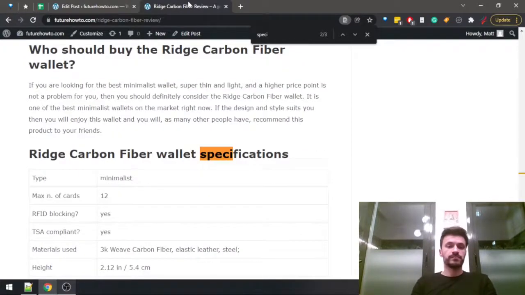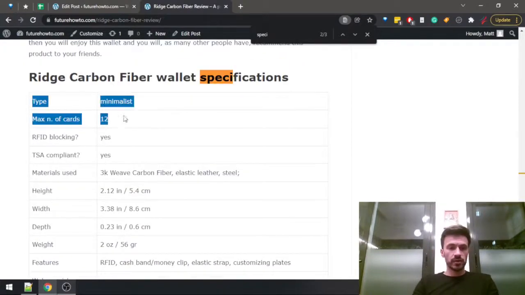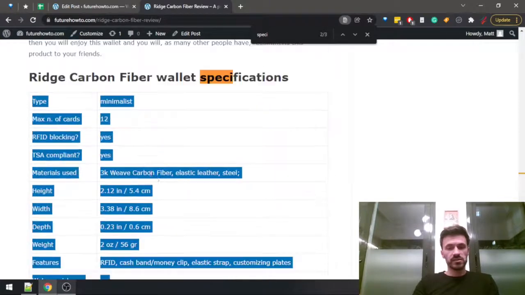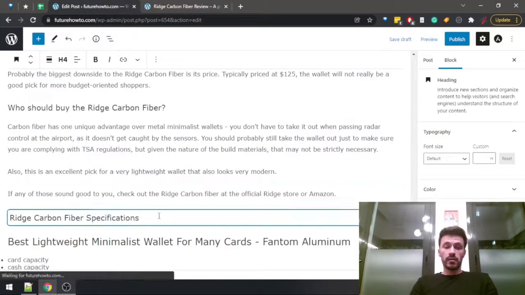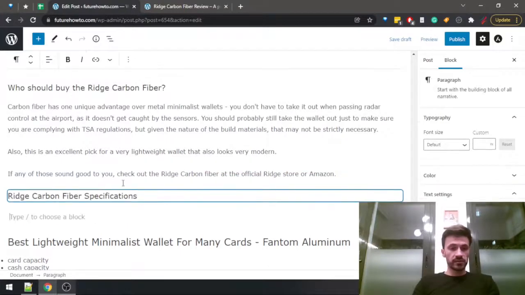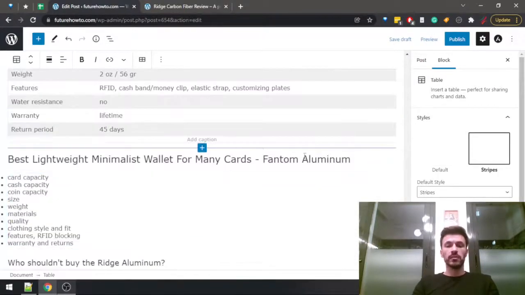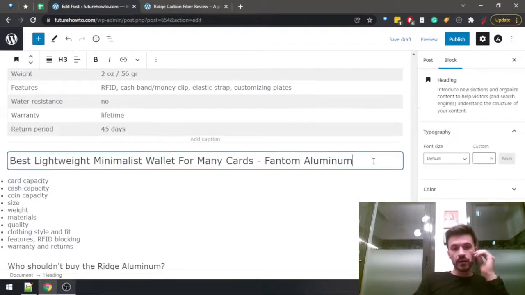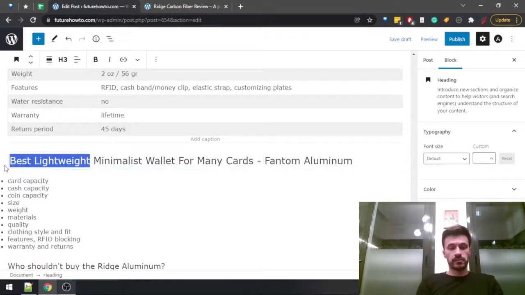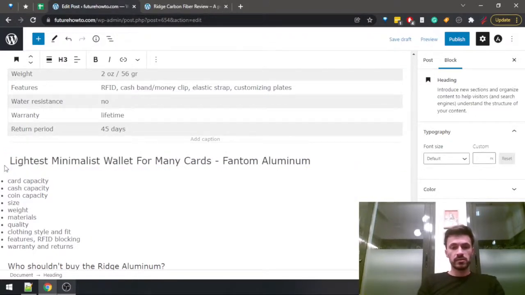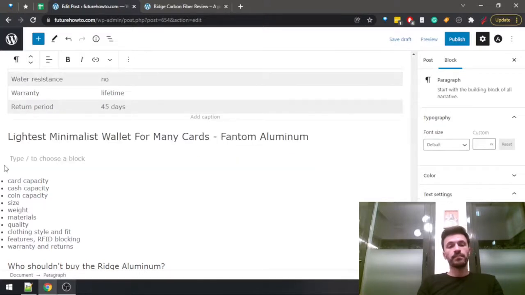Specifications. Let's just go ahead and copy these. As you can see, this table is not in stripes, which is a mistake that I should fix. And here it's in stripes. So yeah, pretty good. Lightweight. Maybe we can say the lightest minimalist wallet, for many cards: Phantom Aluminum. Okay.